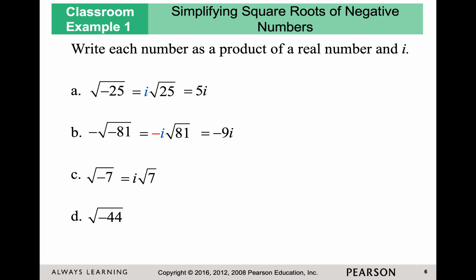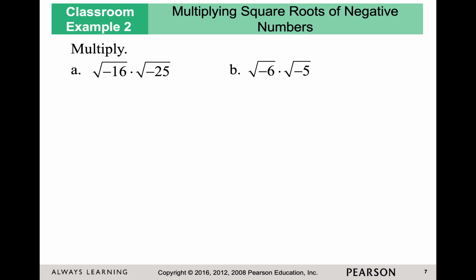There's nothing more I can do to 7, so it just hangs out as 7. 44, is it divisible by something? Yeah, it's divisible by 4. So I can simplify that to 2I. So really in this unit, there's nothing that's new. It's just learning that we can take care of that negative number and actually do calculations now.